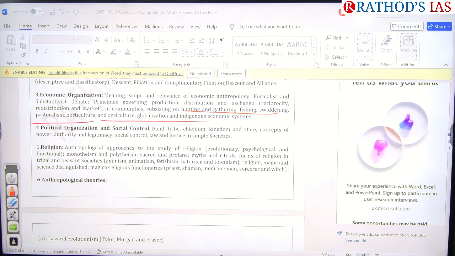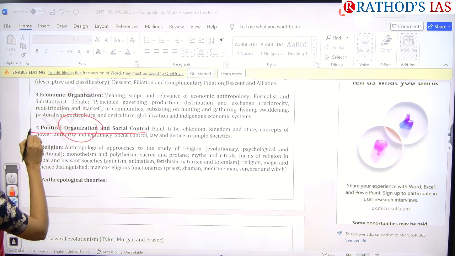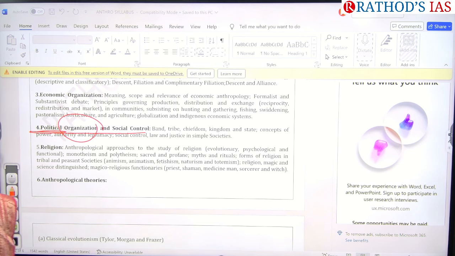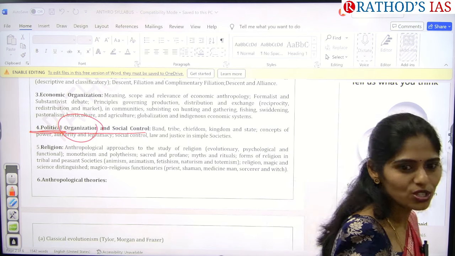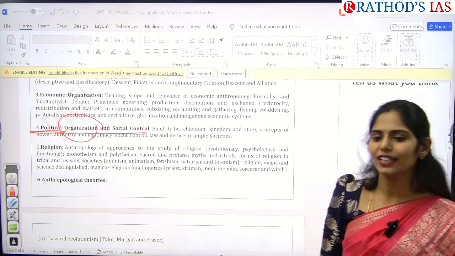No? Okay, see this. Political organization. What is this political organization? Organization is nothing but a group. So what does political deal with? Power and authority, right? So how did this group of people used to maintain the power?